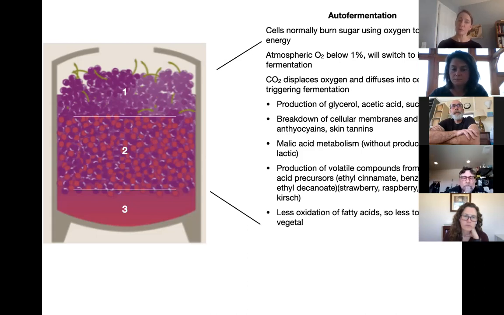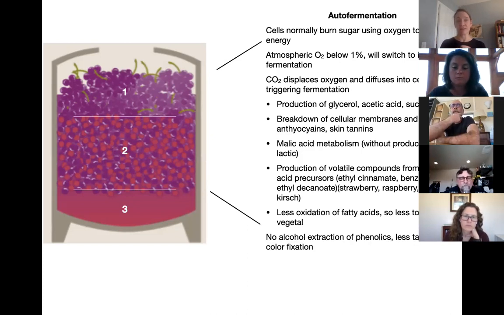Because we have less oxygen around, we also make fewer of the C6 compounds. Those are the ones that give us tomato leaf or vegetal. So in one way, we shift away from the vegetal. We'll see in a minute, we have another problem with vegetal with these types of fermentations. But then lastly, again, there's no alcohol around inside that grape. And so we don't get as much of the extraction of phenolics, and without as much tannin extraction, we also sometimes have some trouble fixing color that might be coming out.